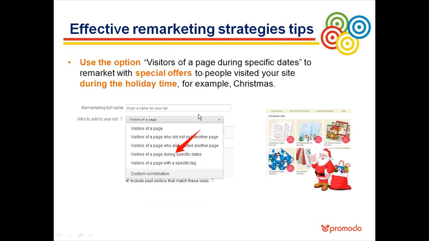And also remember about this feature. When you create a remarketing campaign, a remarketing list, you can select visitors of a page during specific dates. When is it useful? It is useful when, for example, you would like to remarket to visitors who came to your website during specific dates, for example, in order to show them special offers during the holiday time, or during Christmas. So make use of this feature then.